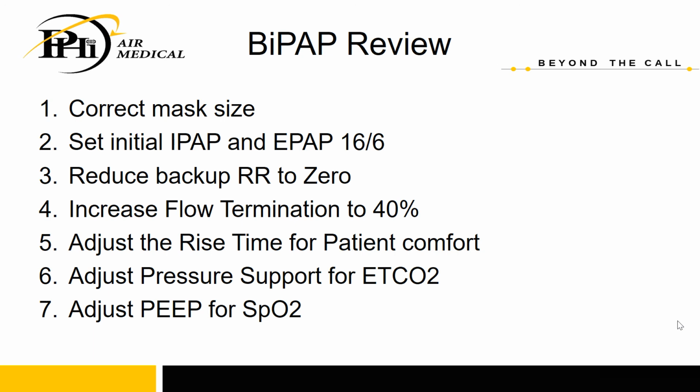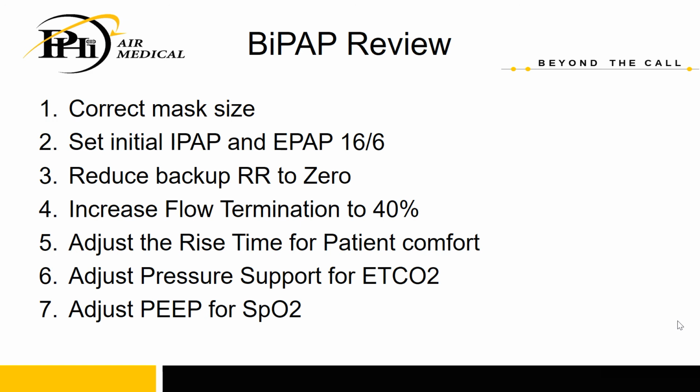So the 7 steps to being very successful at BiPAP: we're going to choose the correct mask size. Remember not to go too big. We're going to set up our initial IPAP and EPAP of 16/6. We're going to reduce that backup respiratory rate to 0 instead of leaving it at the default of 12. We're going to increase that flow termination up to 40%.